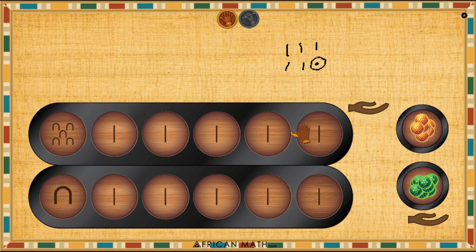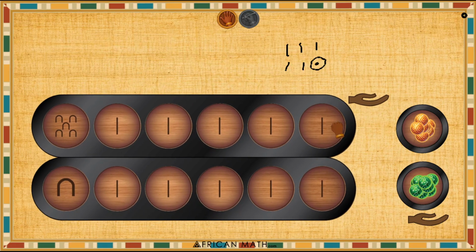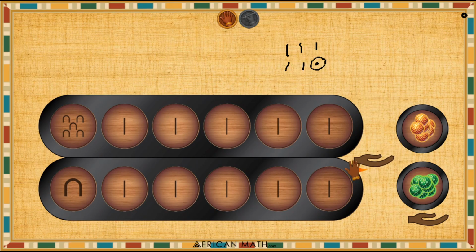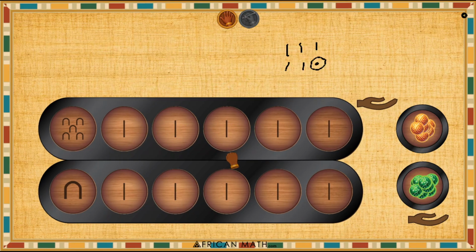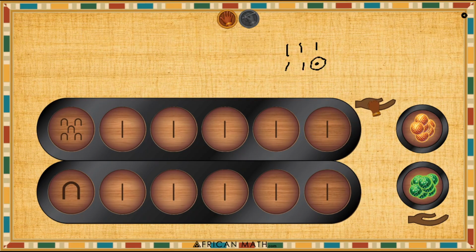So the reason I'm doing that is because whenever you have a hand next to a row, it could be the upper row or it could be the lower row, as long as you have a hand next to it, it is an indication that you've activated all 5 cups. So instead of having to have 1, 2, 3, 4, 5 beads, we can just add a nice hand to represent 5.